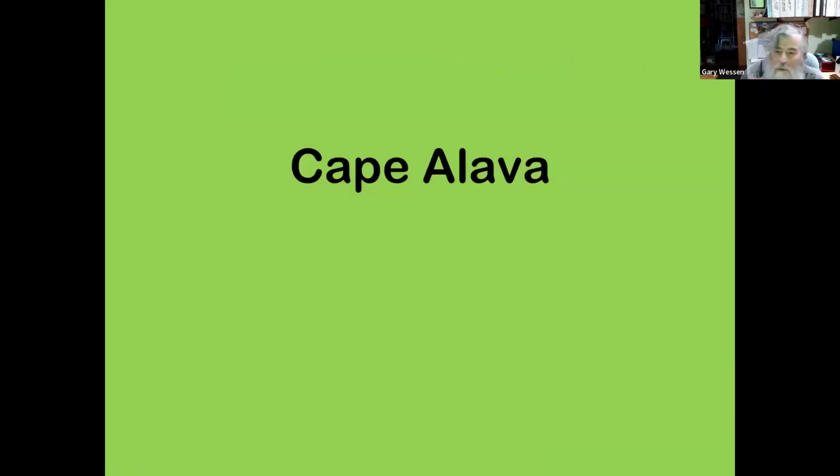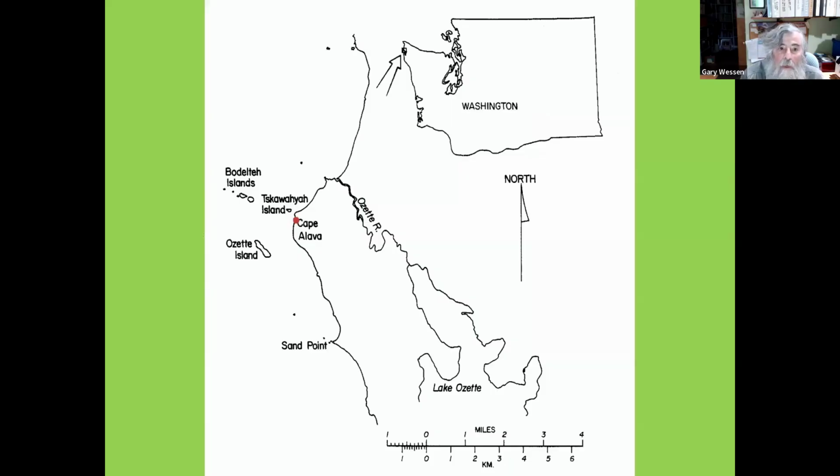Okay, I'm just going to give you some quick background on Cape Alava first, a little bit about the site, and then we'll start looking at the shellfish collection from the site. For those of you who've never been there or don't know much about it, Cape Alava is northwest of Lake Ozette. It's about 20 miles south of Cape Flattery. The red dot here is about where the site is located. The old village was actually the whole point, and off on these offshore islands as well.